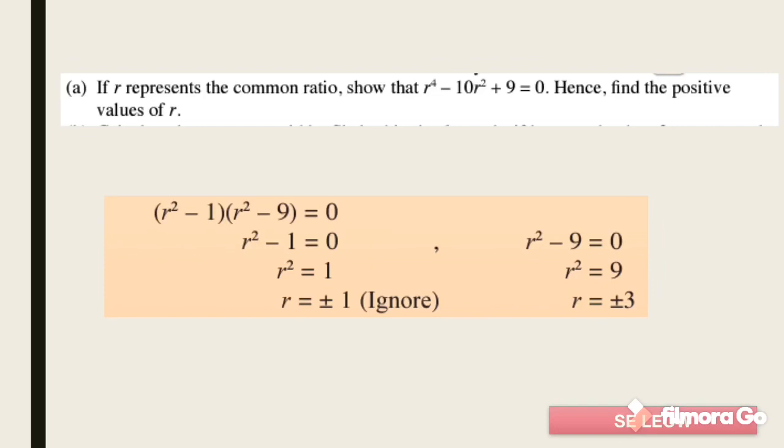Because this is r^4, you need to make it (r squared minus 1)(r squared minus 9). After you solve, remember when you square root, you will have two answers. So r squared is 1, r squared is 9. If you solve, you will get r equal to plus minus 1 and r equal to plus minus 3. And you need to reject the answer because, as I said, for a GP, r cannot be equal to 1. So we have to reject r which is equal to plus minus 1.